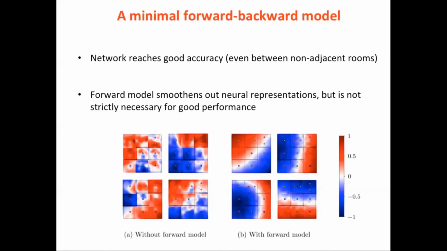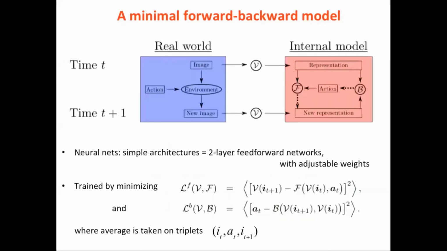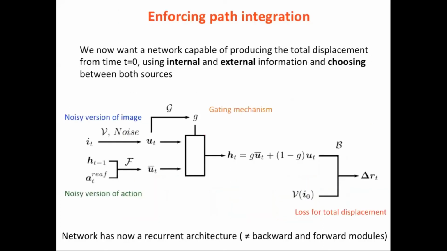Okay, so we have these very simple elementary modules which compute what is the next image expected or what is the action expected from 2 images. And now we'd like to do something more elaborate. We'd like to do path integration. So we want a network which is able, if we start from some position at time t equals 0, to incorporate all the external information and also to integrate its position from the noisy copy of its motor action to produce the total displacement at any time. And it can be a large displacement in space.